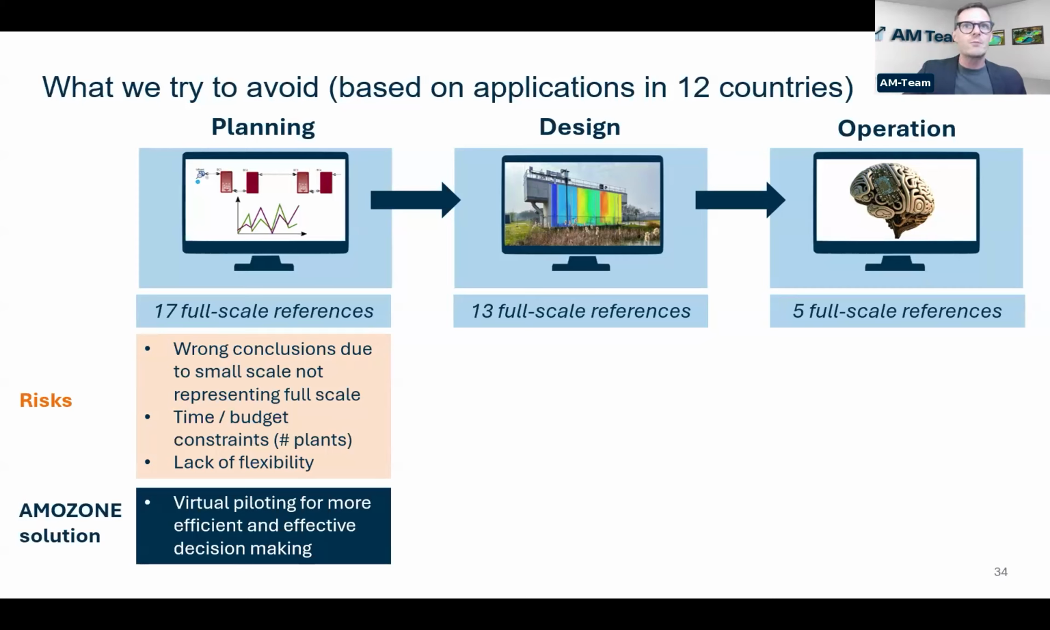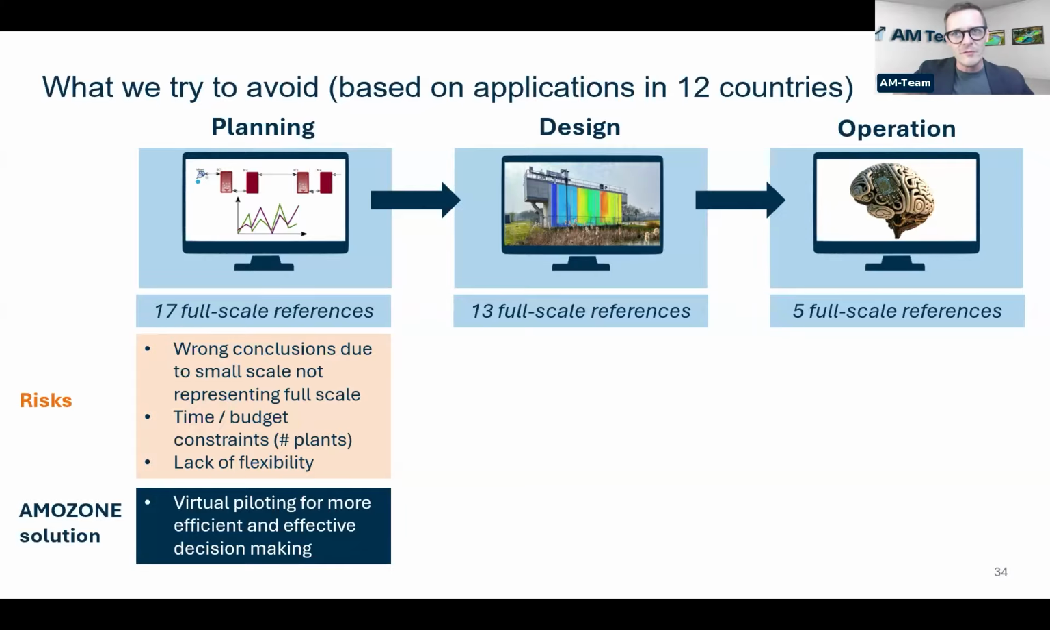So for example, we work with plenty of utilities that have built their first plants, but they are now going to scale that up across different of their treatment plants. They have done some piloting and it added a lot of value. We did virtual piloting in combination with that. But the question is, will we now do the whole similar approach for all of the facilities? Probably not. So that's also a little bit of a risk because you simply don't have the resources and the time and the budgets.